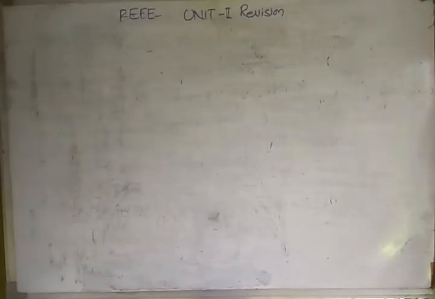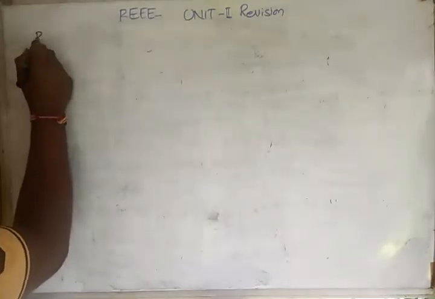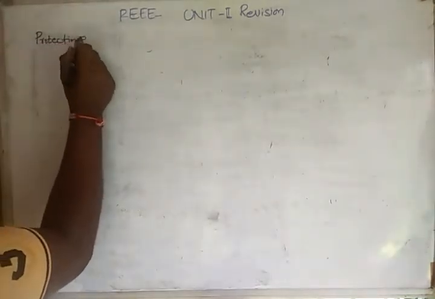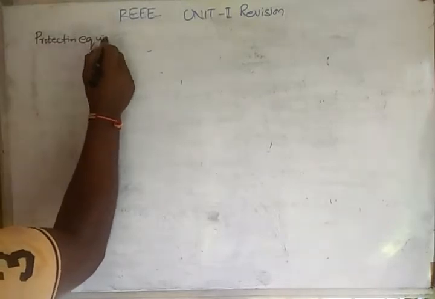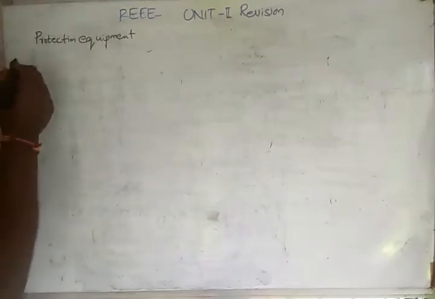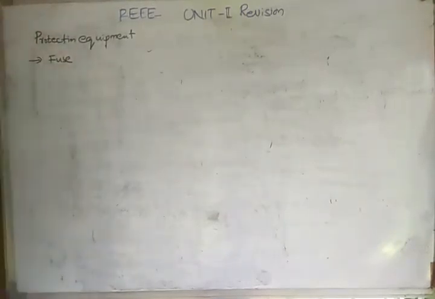Peter's Engineering College. Today's topic is Basic Electrical and Electronics Engineering, Unit 2, which includes basic protection equipment. In this, the main primary protection equipment is the fuse.